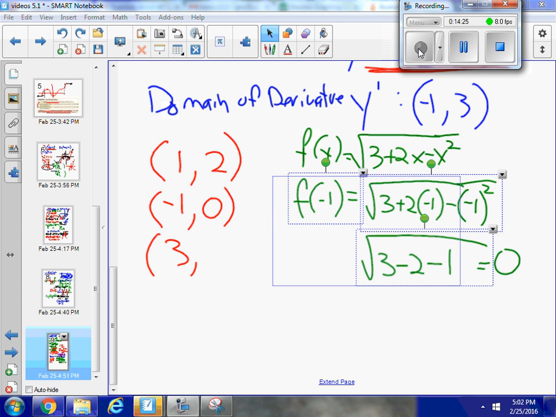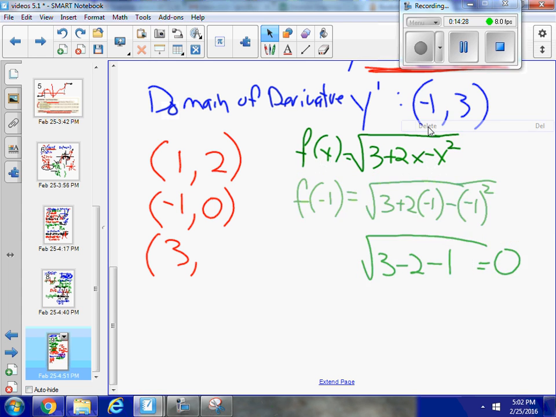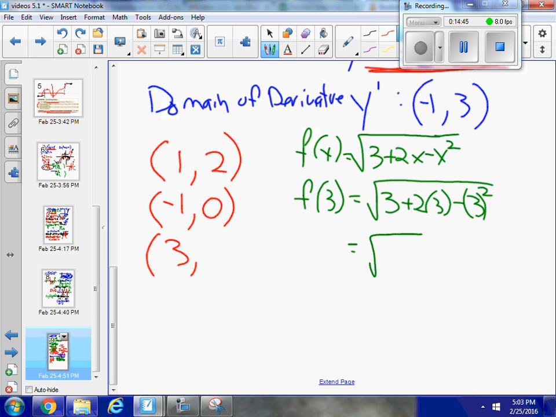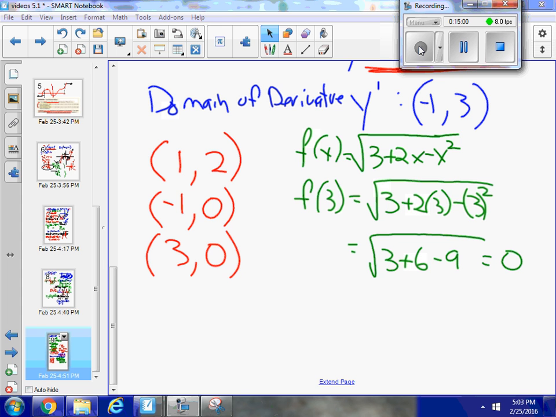And now let's find f of 3. So I want to find f where x equals 3, which is equal to the square root of 3 plus 2 times 3 minus 3 squared. That's equal to the square root of 3 plus 6 minus 9. Well, that's also equal to 0. So my other endpoint is 3, 0. So those are the only points on this function where I can possibly have maximums or minimums.